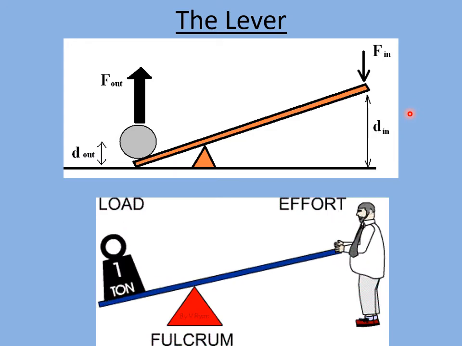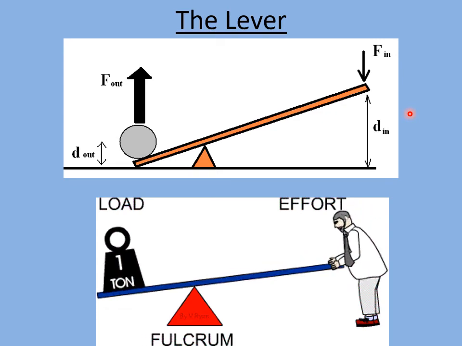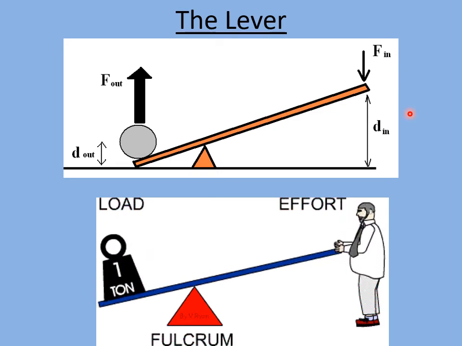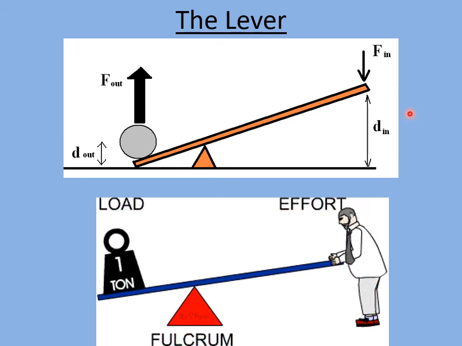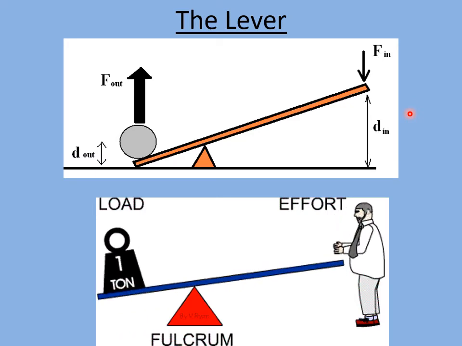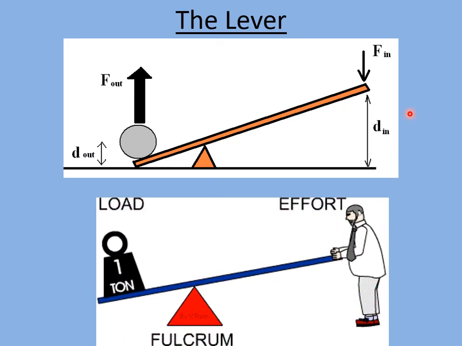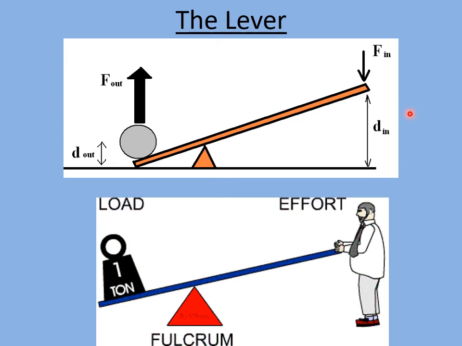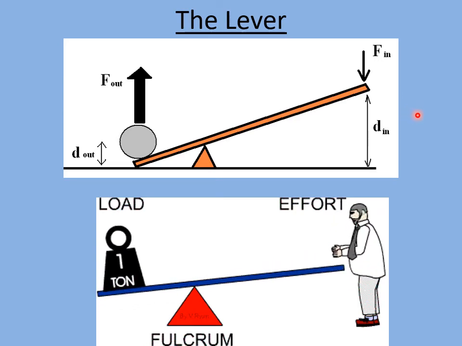So again, this is the idea of force multiplication. We're basically trading off force for distance. Another example of a simple machine that you're probably familiar with is that walking up a ramp is easier than going up steep stairs. Now, you're still doing the same amount of work, but you're just increasing the distance so that the force on your legs is less because the ramp is less steep.